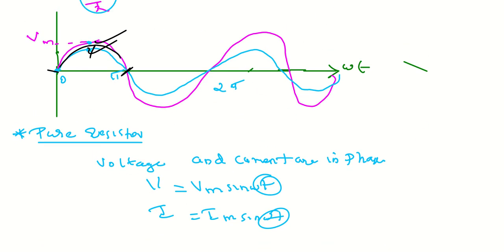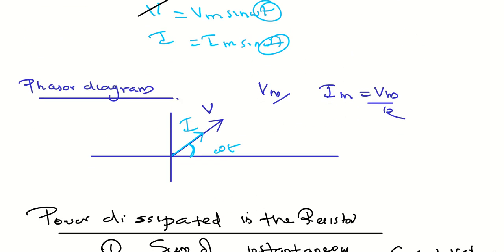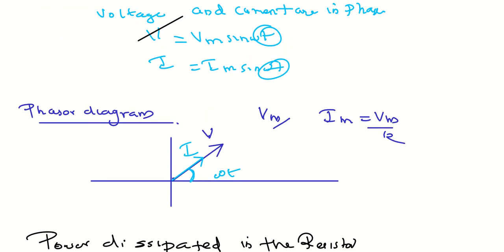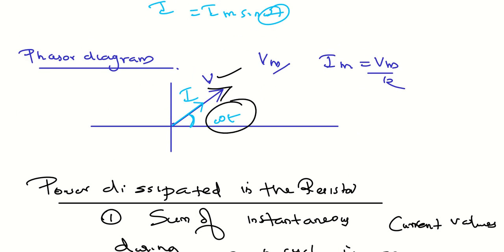For a pure resistor, we get the voltage and current like this. In the phasor diagram, the length of the phasor gives the amplitude of the quantity. The length of the AC voltage phasor in the resistor is bigger than that of I, because the I length is smaller, but the phase is the same, so they are at the same angle omega t.